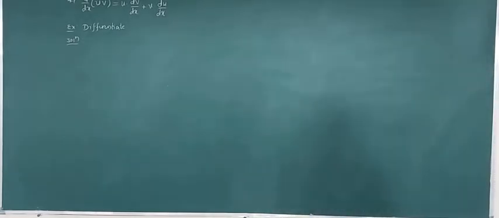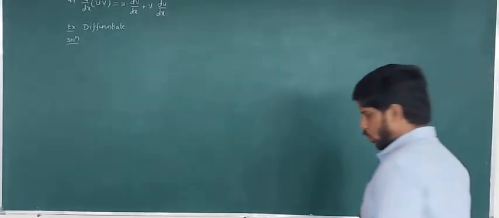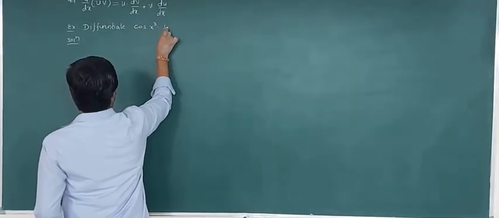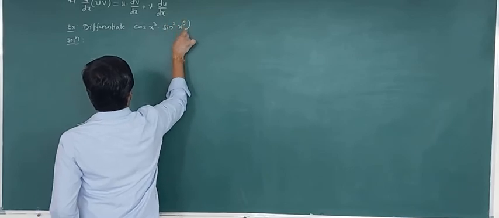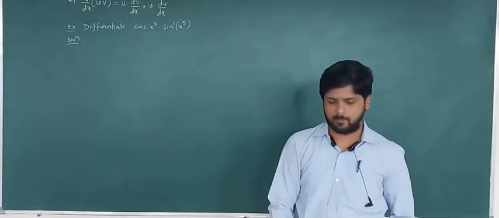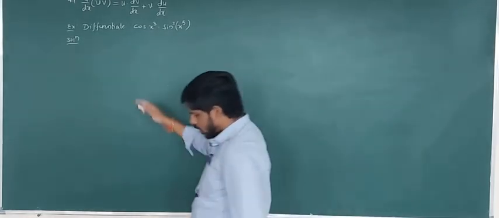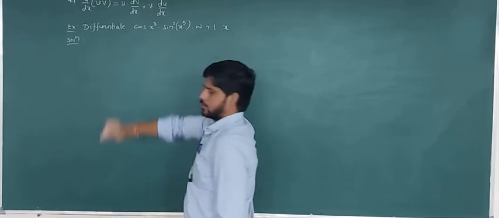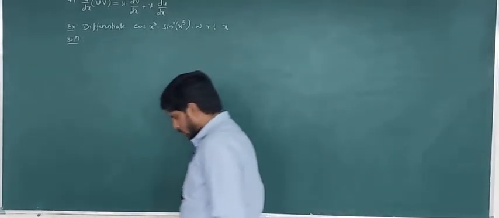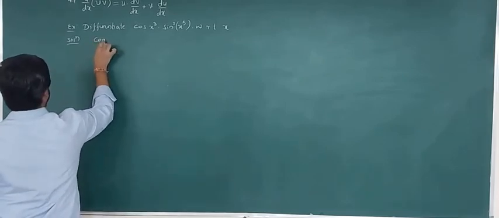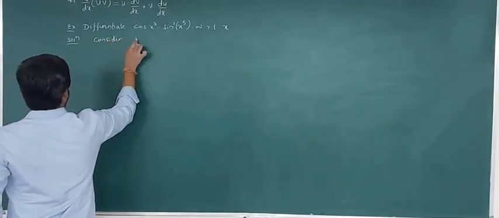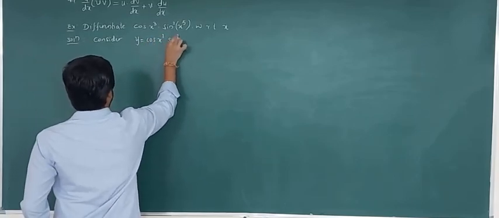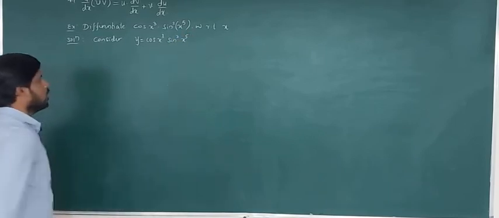Consider the next example. Differentiate cos x cube into sin square x to the power 5. It is also a product of two functions. We have to differentiate this with respect to x. Okay, so consider y is equal to cos x cube into sin square x to the power 5. It is given.